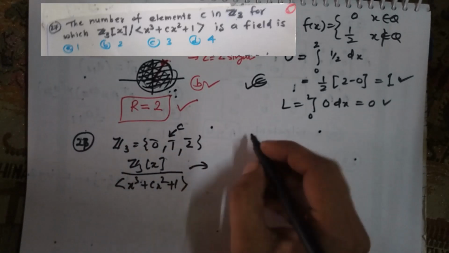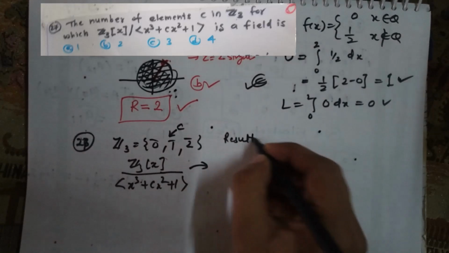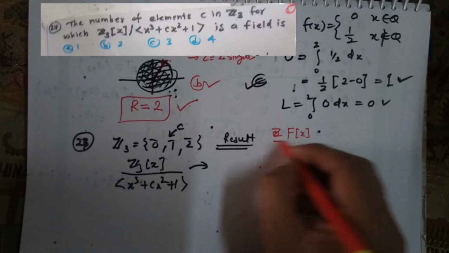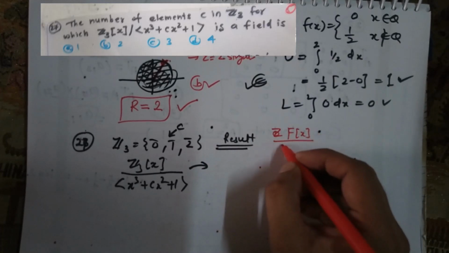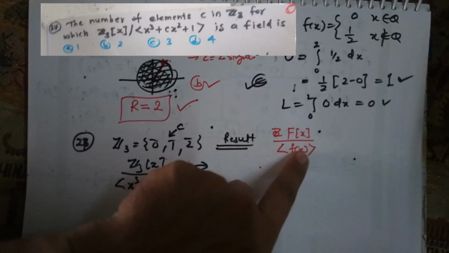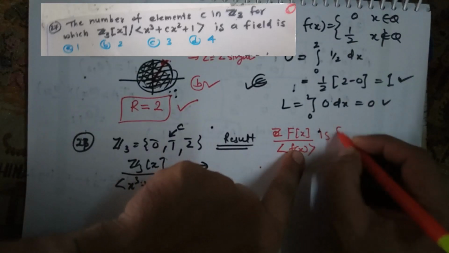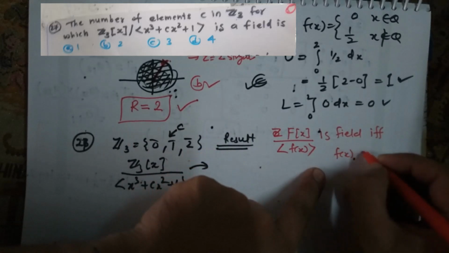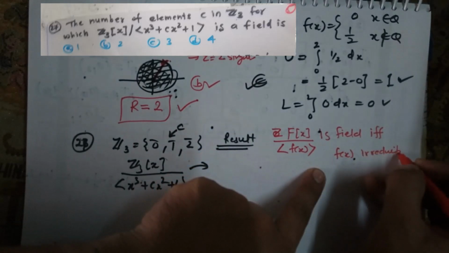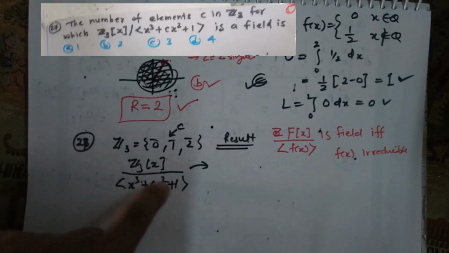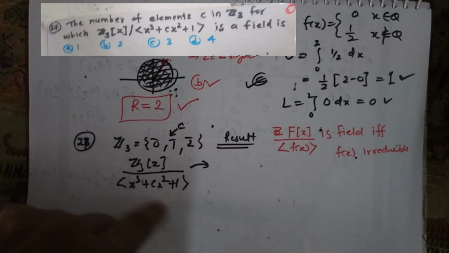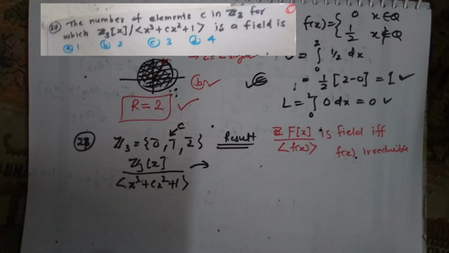Now see, there is one nice result. The result says, if I have a field here and a polynomial over this field, let's say f(x) is any polynomial, then this becomes a field if and only if f(x) is irreducible. So what we have to check now is for what values of c this is irreducible. If we are able to find such c, then we are done. So let's check different values of c. We have to test only three values.